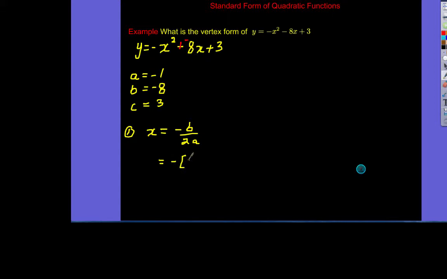Negative, our b value is negative 8. So that's why I changed that to plus a negative. I didn't want to miss this opposite. A lot of times people correspond this negative with this one, and that's not the case. 2 times, that should be negative 1, right? So I get 8 over negative 2, which is negative 4.